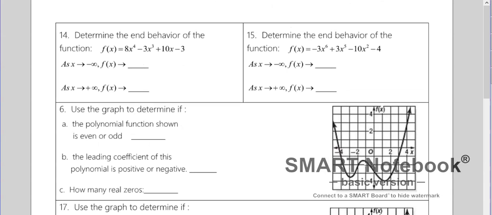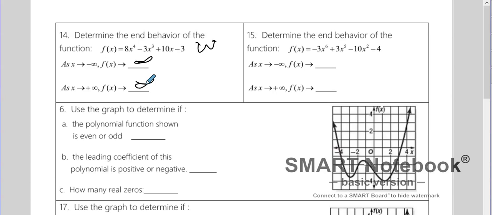Number 14 and 15 are both even. 14 is a positive even. That is usually a W shape. Okay? So we really don't have to think about this too much. This is going positive, positive. It doesn't matter whether we go left or right, it's going towards the sky.